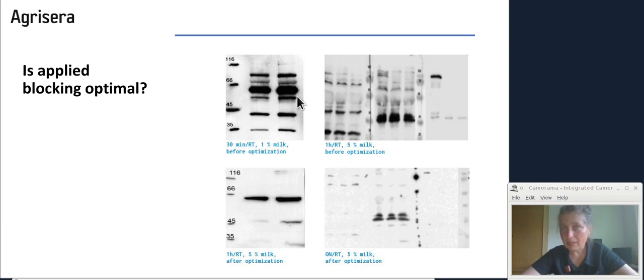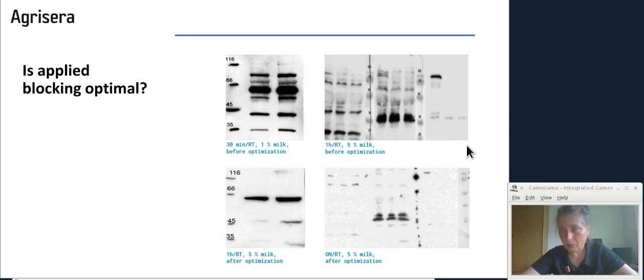So this antibody, based on the first result, was considered to be really not useful, while by adjusting blocking, one could obtain considerable improvement. Here we have another case. The blocking has to be extended overnight. So different antibodies may require different blocking conditions.